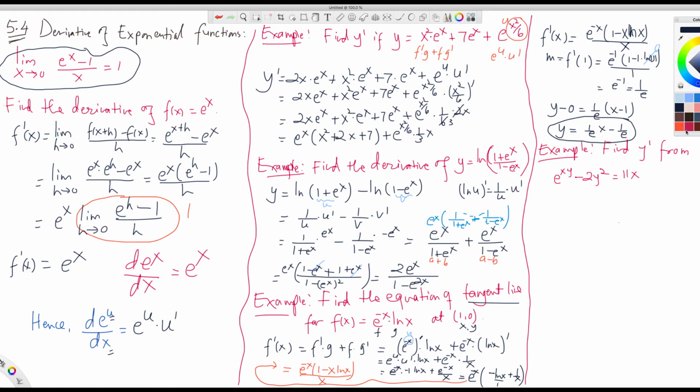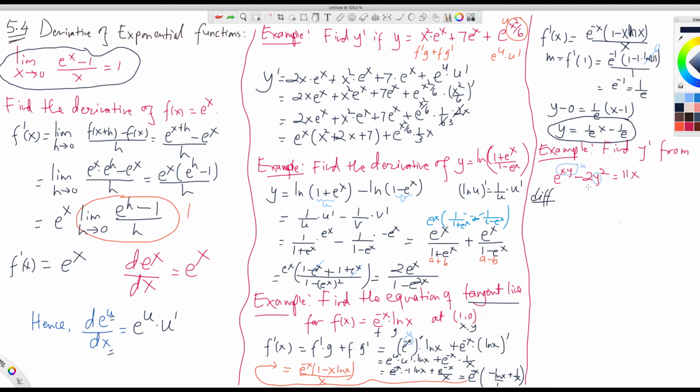Okay. So the next example is, you will have to do the implicit differentiation. Find y prime from e to the xy minus 2y squared equals 11x. Okay. So how do I find that? It is like e to the u, right? It is like e to the u. So let me write that u form.